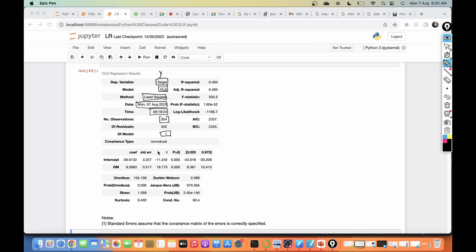This is degree of freedom of residuals, and this is degree of freedom of model, right? And we know what degree of freedom is. Tell me anyone, what is degree of freedom?